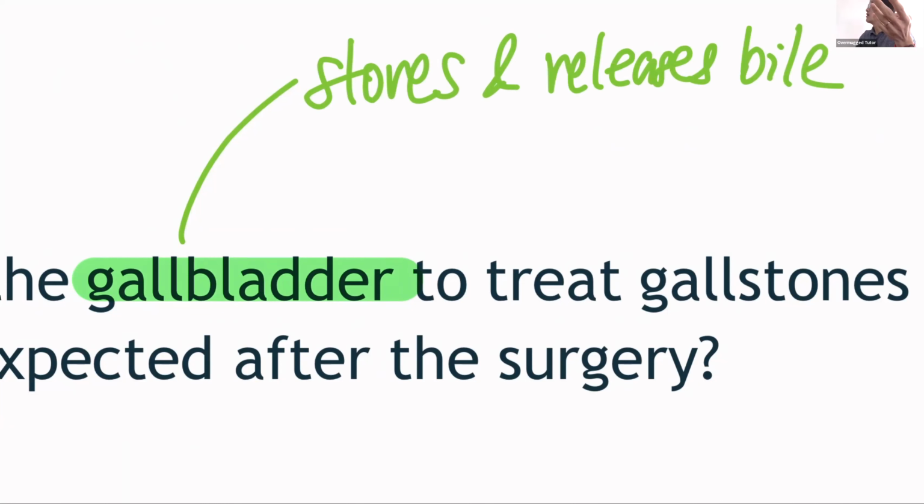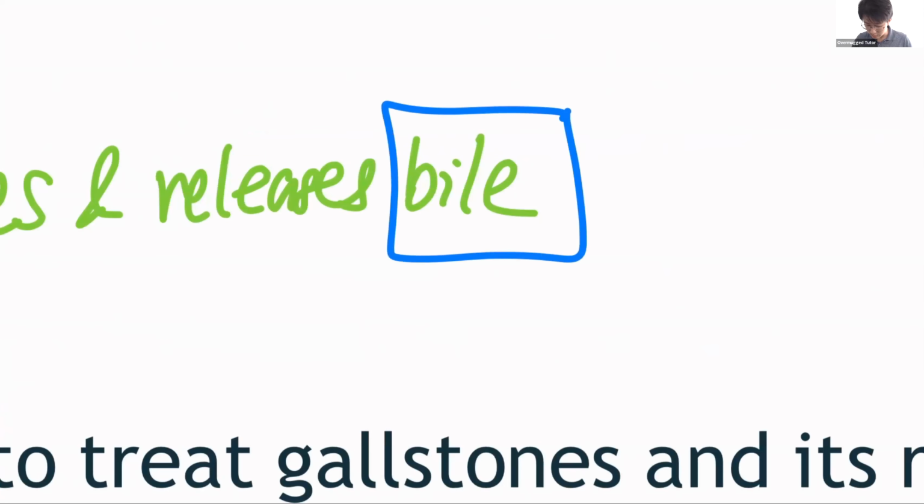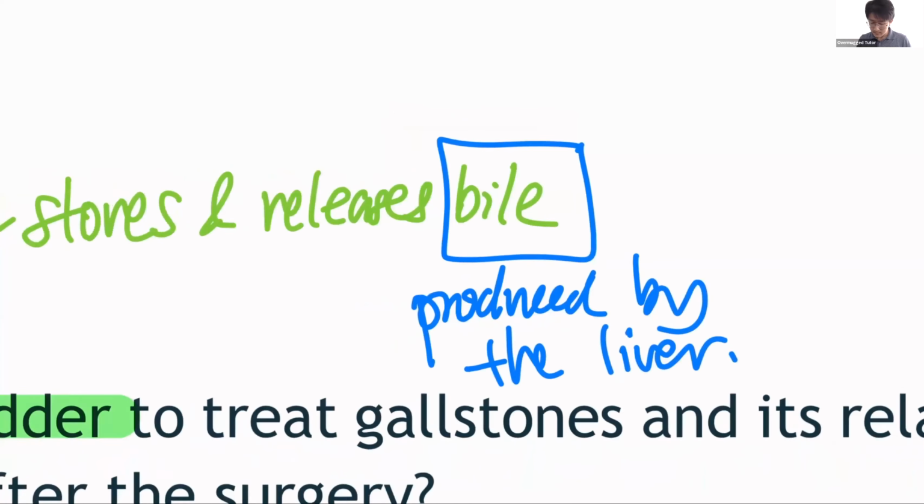Okay. But then where did bile come from? Here, gallbladder stores and then releases. So where did it come from? Is it also produced by the gallbladder then? Absolutely not, right? Angel, where is bile produced from? The liver, thank you. So this one is produced by the liver. Okay, so this is a very important point for us to keep in mind.